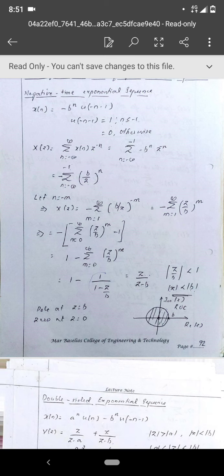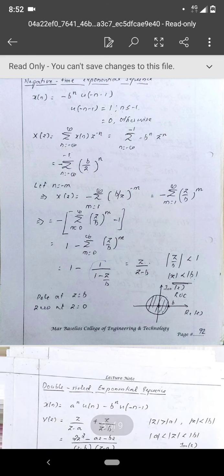For that, just put n is equal to minus m. So m is a dummy variable here. Substituting n is equal to minus m, my summation changes. Minus infinity becomes plus infinity and minus 1 becomes plus 1. So I change the order of summation, that is m going from 1 to infinity. The minus sign is already outside. B by z, with n replaced by minus m. Now minus m can be taken care of by reversing the fraction, that is z by b, the whole raised to m. So the summation becomes minus of summation m is equal to 1 to infinity z by b the whole raised to m.